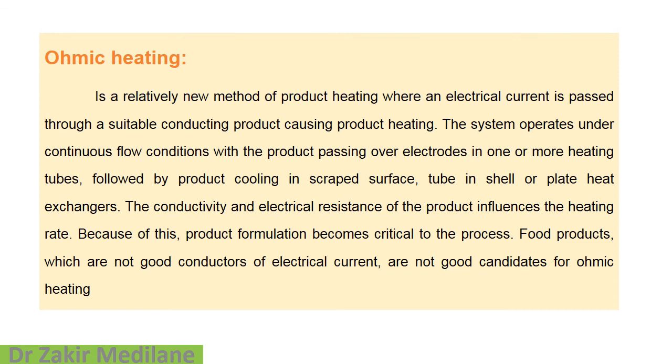So here the scraped surface is the common word which you observed in the previous equipment also. There also scraped surfaces are available. Here also the scraped surface is available, but the working procedure is a little bit different when compared to the previous equipment. Tube in shell or plate heat exchangers: the conductivity and electric resistance of the product influence the heating rate. Because of this, product formulation becomes critical to the process. Food products which are not good conductors of electrical current are not good candidates for ohmic heating. Here is a condition: the substances which are not good conductors, that substance should be thermolabile.